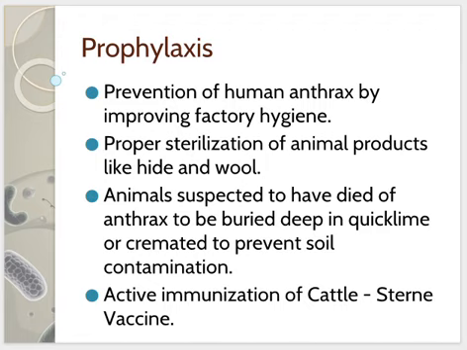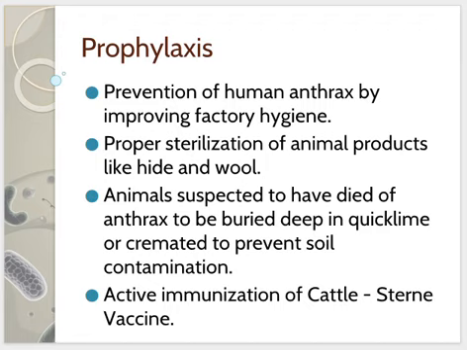Prophylaxis focuses on preventing anthrax by improving hygiene in factories and properly sterilizing animal products such as hides and wool. Animals suspected of dying from anthrax should be buried deeply with quicklime or cremated to avoid contaminating soil. Vaccinating cattle with the Stern vaccine is also a key preventative measure, helping to break the cycle of infection.